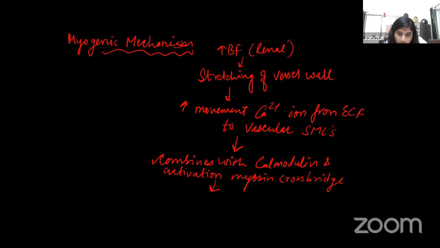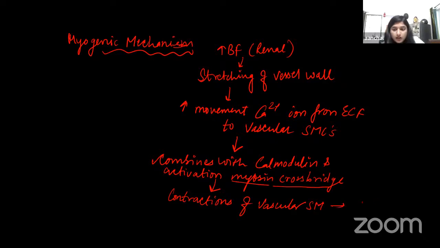And with the activation of this myosin cross bridge, there will be contraction of vascular smooth muscles, and there will be increase in renal blood flow and GFR, meaning both will go back to normal. Okay, so in this way the myogenic mechanism works.